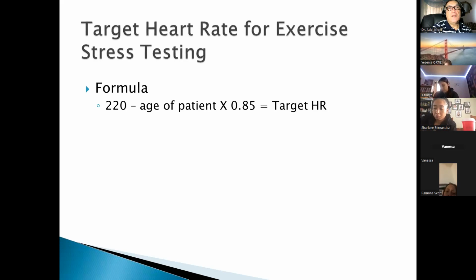This means what? Suppose the patient is 70 years old. So 220 minus 70 and the outcome multiplied by 0.85, and we will get the maximum heart rate. If the patient reaches this number, we have to stop the stress test. So as long as the heart rate is below this number, we can keep going with the test. But if we reach this number, it will be very risky to continue. Please save this formula.